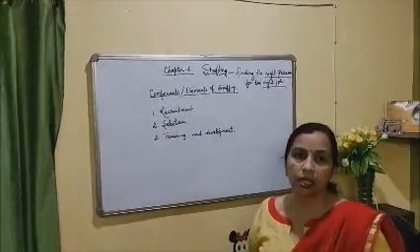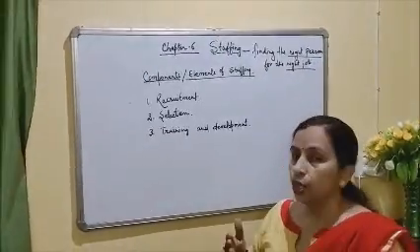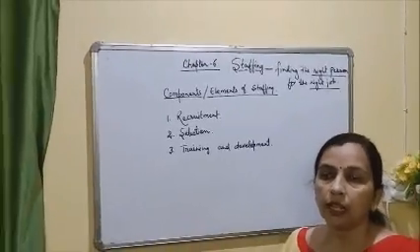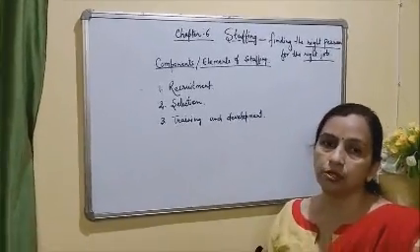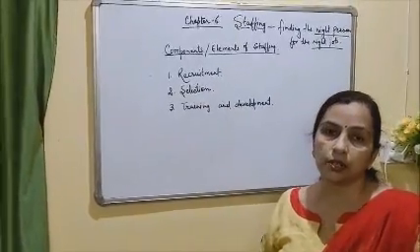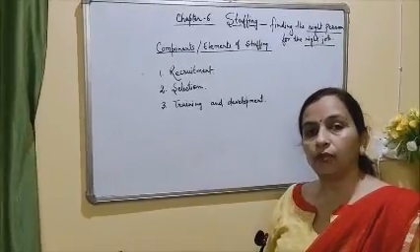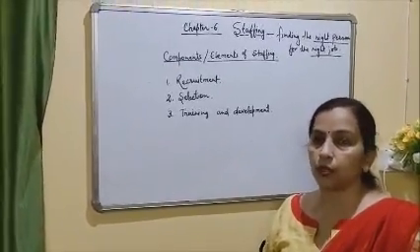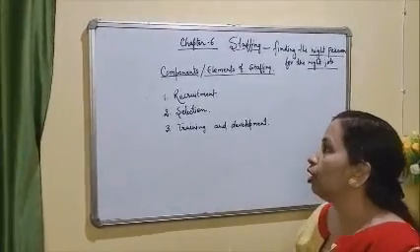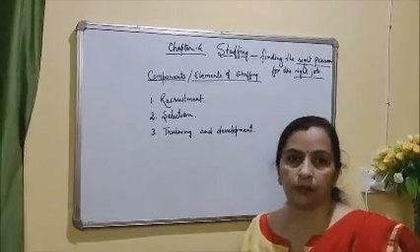So this we have already done, and we have also done the steps in the staffing process. Today I am going to discuss components or elements of staffing. Basically, there are three elements of staffing. First one is recruitment, then selection, and then training and development. These three we have already done while we were discussing the steps in the staffing process. But today we'll focus more and discuss them in detail. So we'll start with the first component of staffing, that is recruitment.